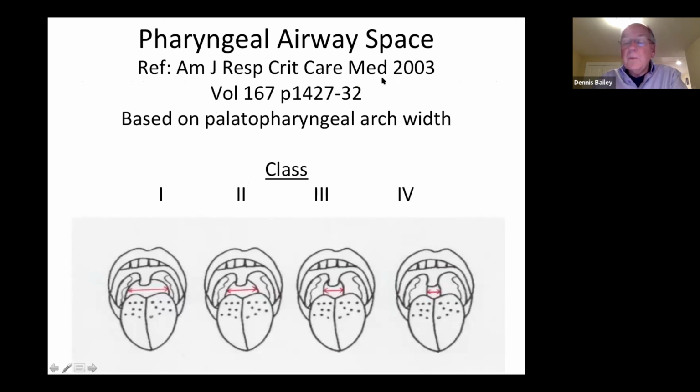So here we see from an article in 2003, and I use this data in all of my lectures as part of my clinical examination. I remember discussing this when I was with you in 2019, October. This is based on palatal pharyngeal arch width. I went back and re-reviewed the article. They classify it as 1, 2, 3, and 4. Notice I've drawn red arrows to show the palatal pharyngeal arch width as wide open, less open, 50% closed, almost totally closed.